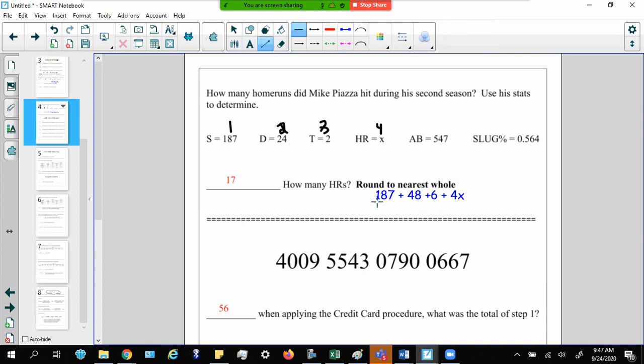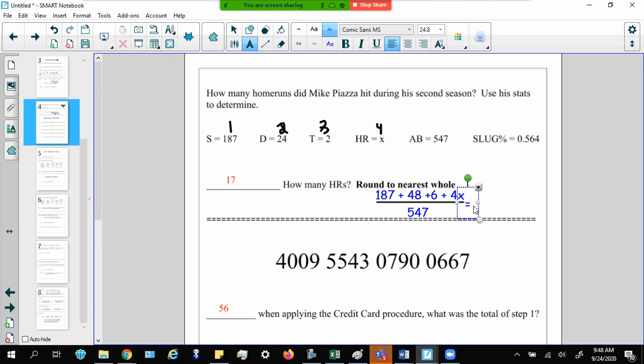So we're going to put it over the amount of at-bats, which ends up being 547. And then we're going to set it equal to the slugging average, which is 0.564.